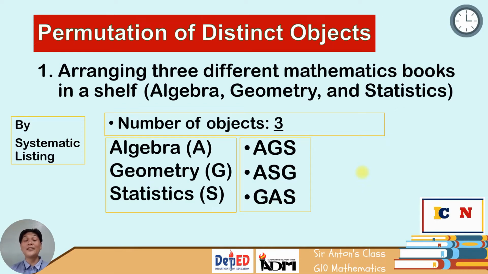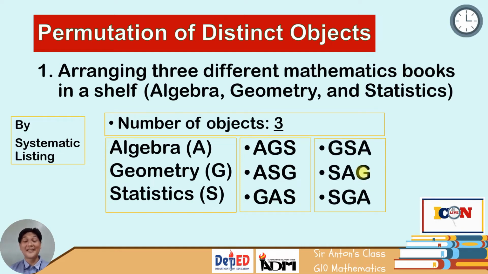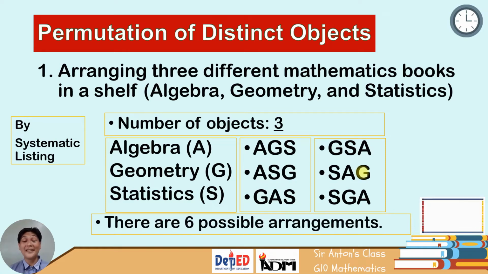Then we have also algebra, statistics, geometry. Then we have geometry, algebra, statistics, and then geometry, statistics, algebra. And lastly, picking statistics first, we have statistics, algebra, geometry, and statistics, geometry, and algebra. So basically, with systematic listing, we also have 6 possible arrangements.